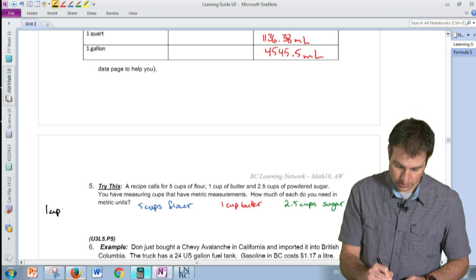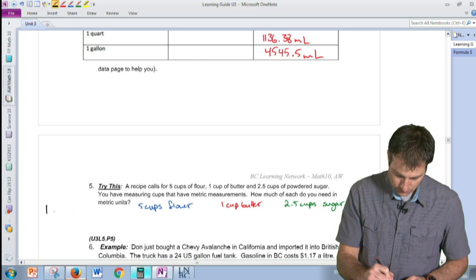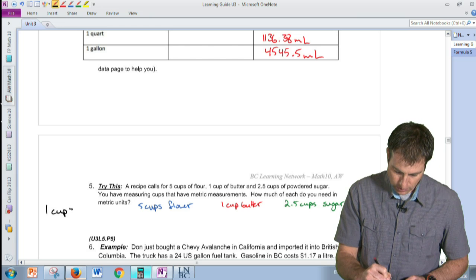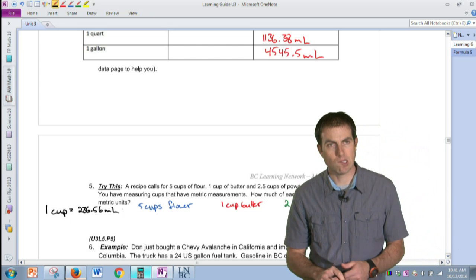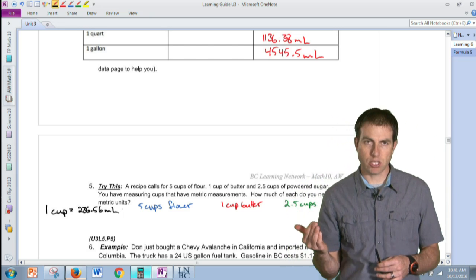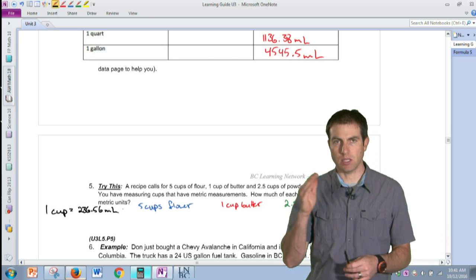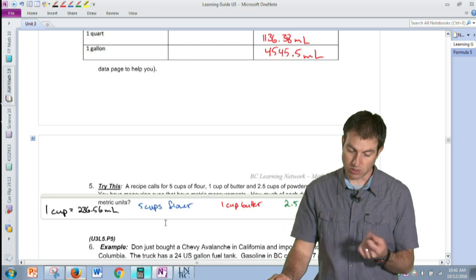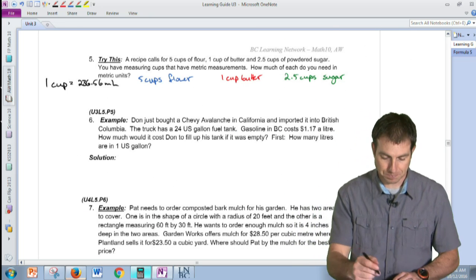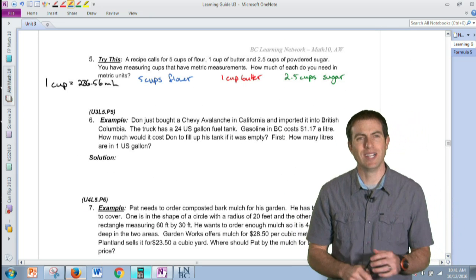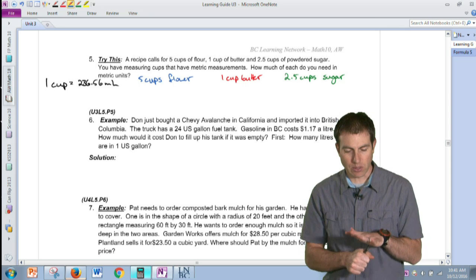1 cup is 236.56 milliliters. All right, so we have our conversion to get from cups into milliliters, and we just need to do it 3 times essentially to figure out how much of each we need. So I forget when it was. It's been a while now.